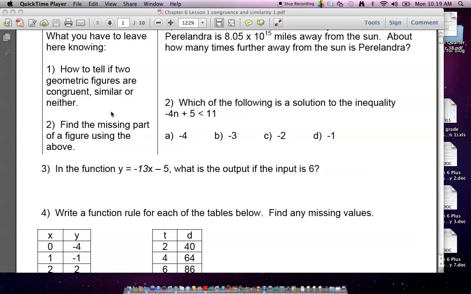Copy of the quiz, then we'll go over it. And then we're going to get into some new type of material. We're going to start studying geometry.